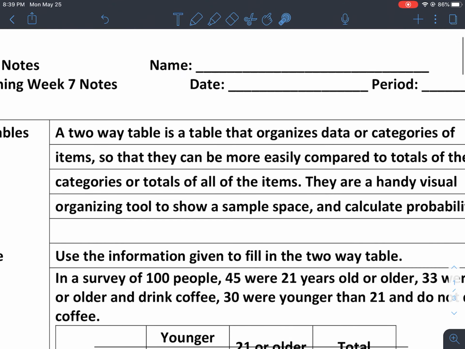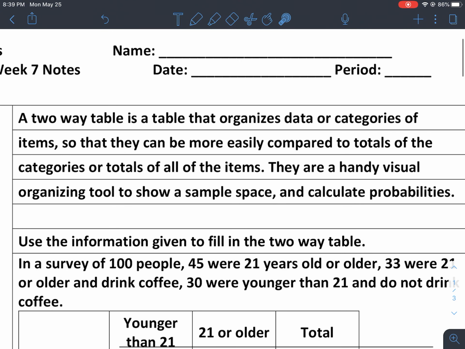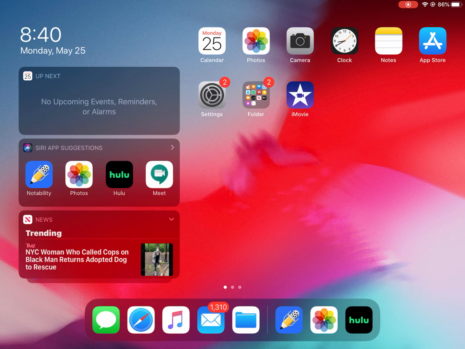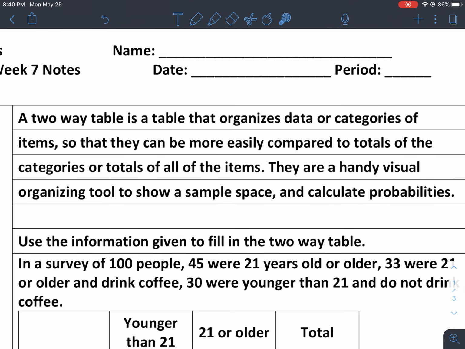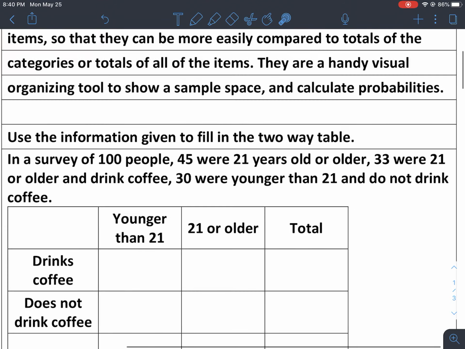A two-way table is a table that organizes data or categories of items so that they can more easily be compared to totals of the categories or totals of all items. They are just a handy visual organizational tool to just show a sample space and calculate some probabilities.